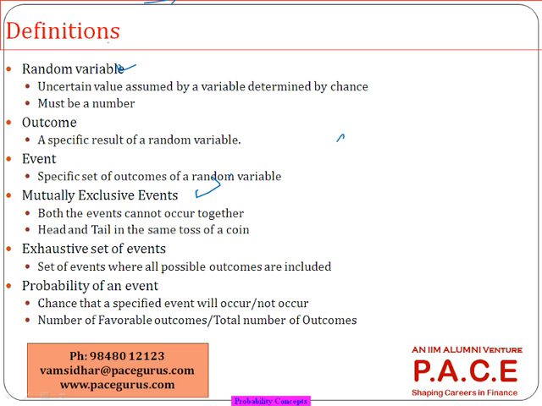And when I say exhaustive, at least one of them will definitely have to occur. If I combine all those events, it should cover the whole space. All outcomes should be included. If I say up and down, these two are mutually exclusive. But I don't say these two are exhaustive, because apart from up and down, no change also could be there.